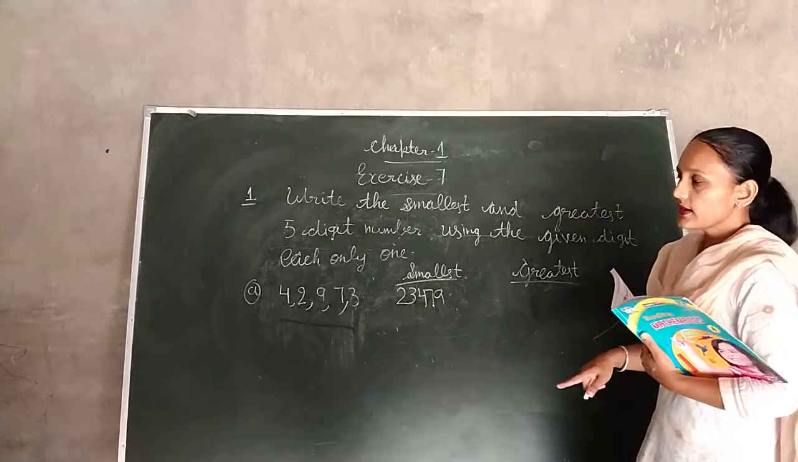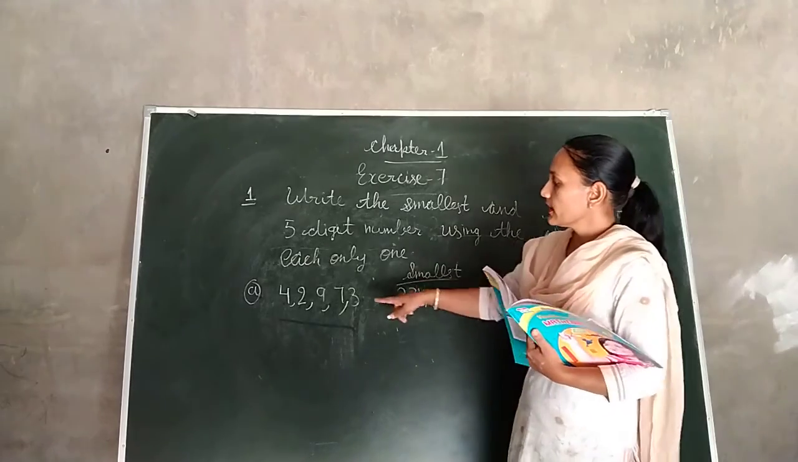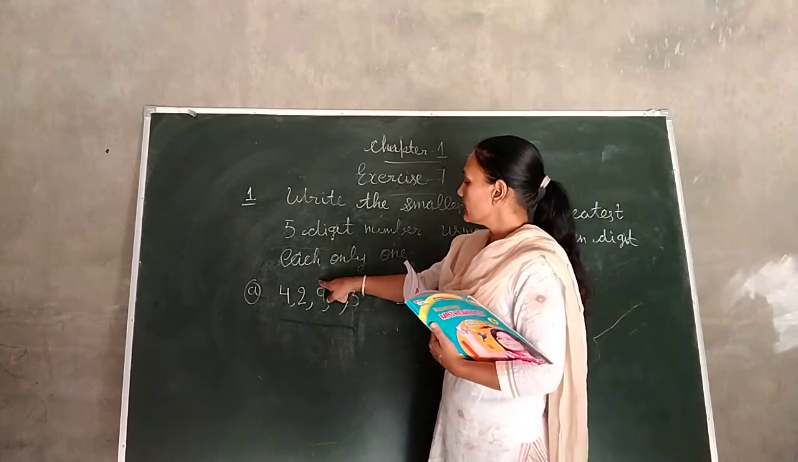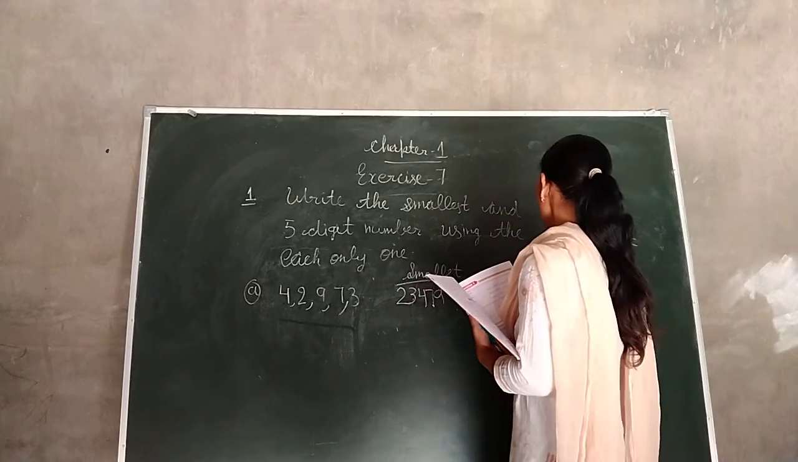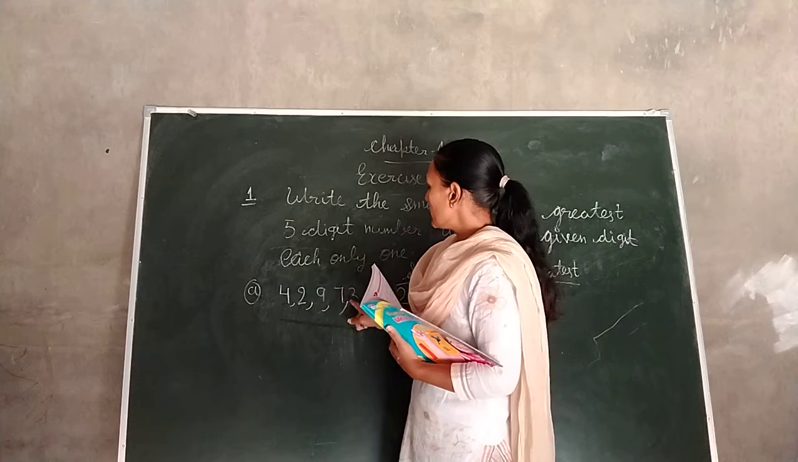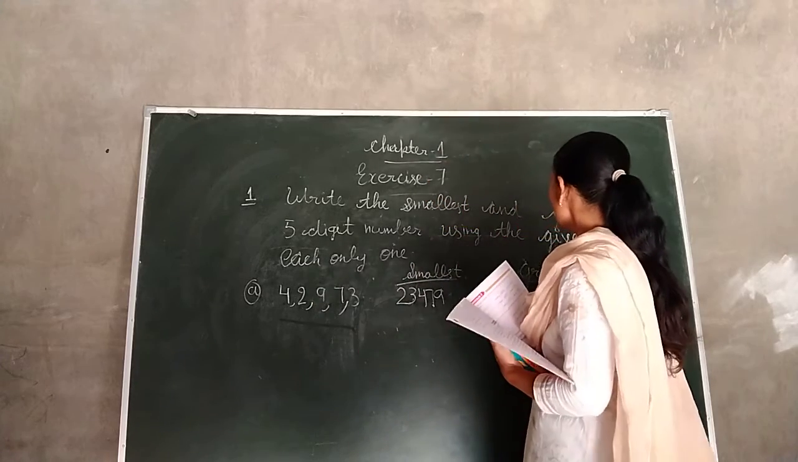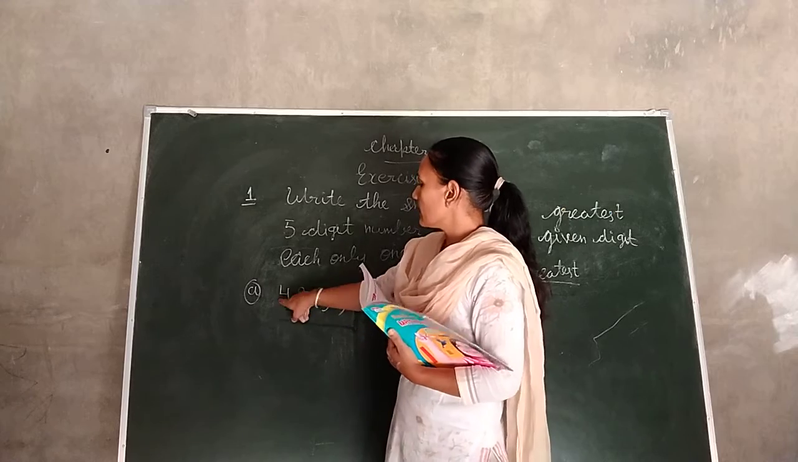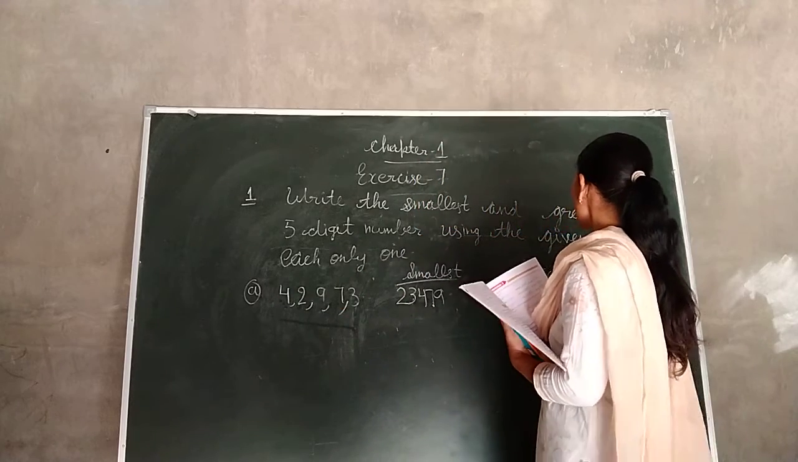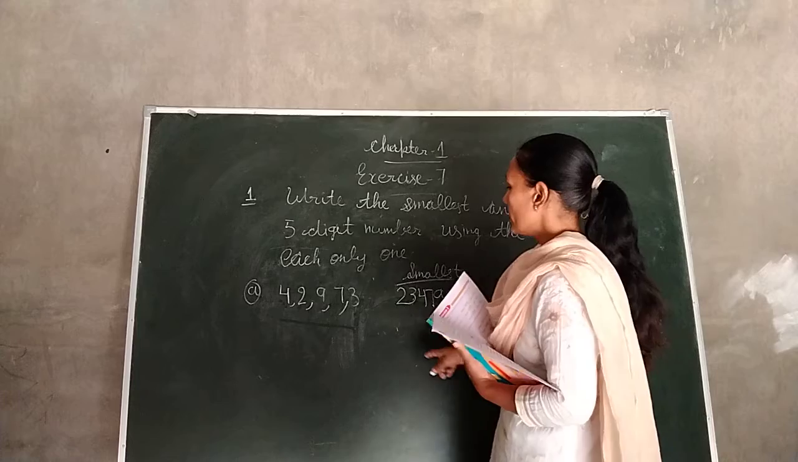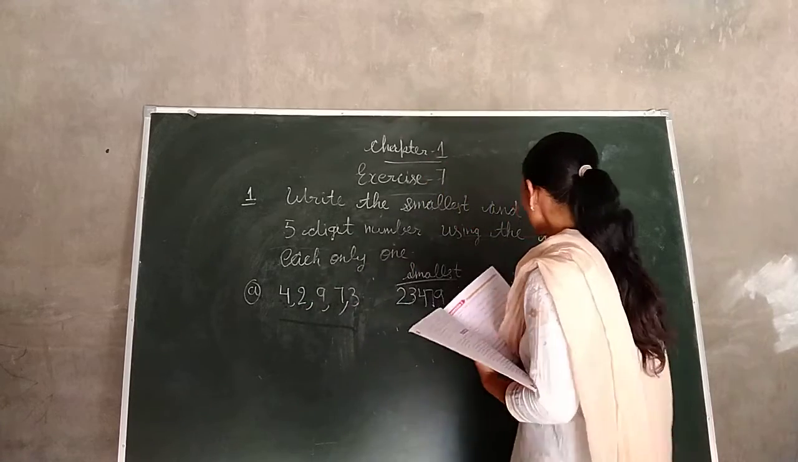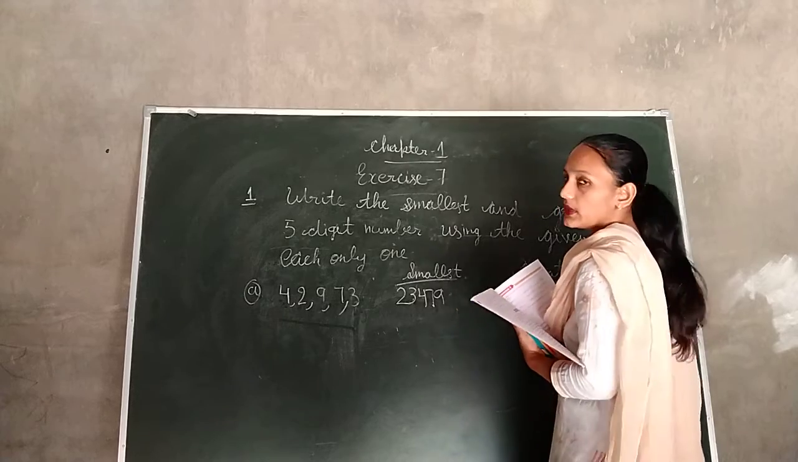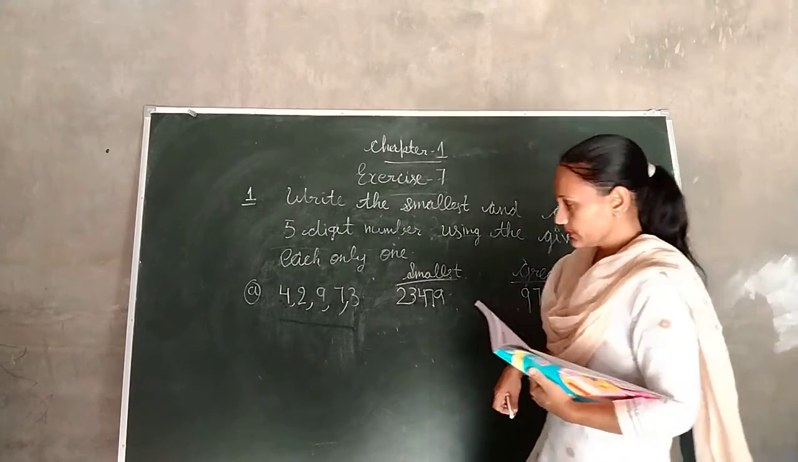And when we have to write the greatest number, we will arrange these digits in descending order. So which is the greatest digit? 9. So we will write 9 here. Now we have 4 digits and which is the greatest? 7. So we will write 7 here. Now we have 3 digits and which is the greatest? 4. So we will write 4 here. Now we have 2 digits, which is the greatest? 3. And next 2. So this is the smallest number and this is the greatest number.